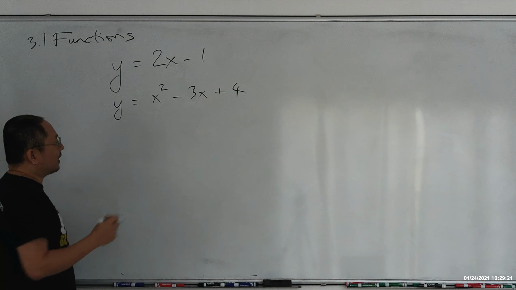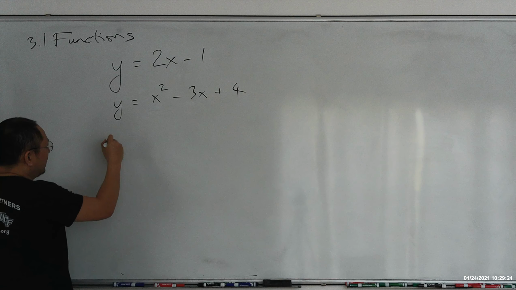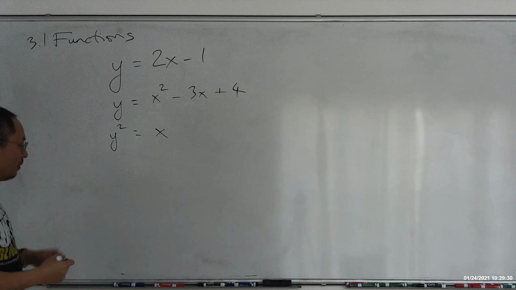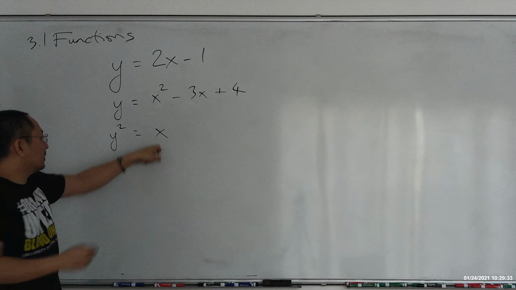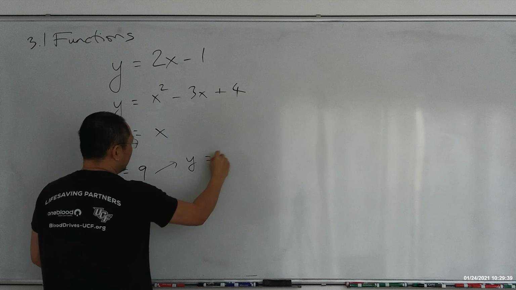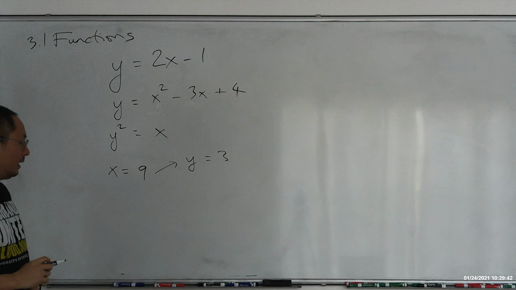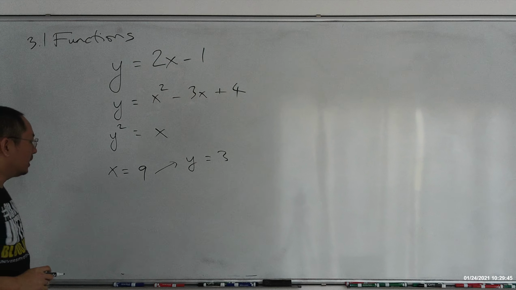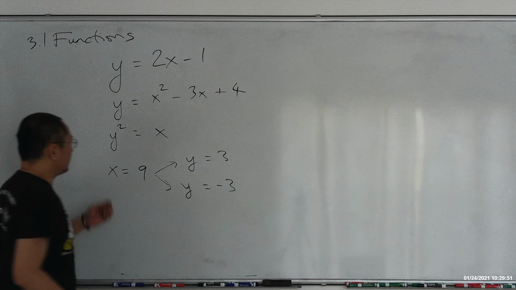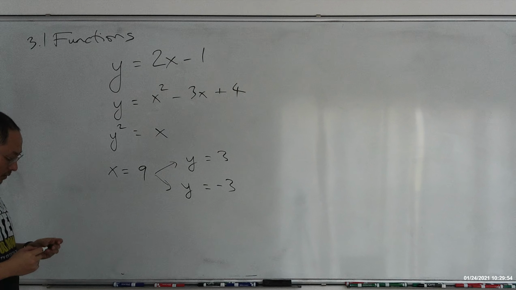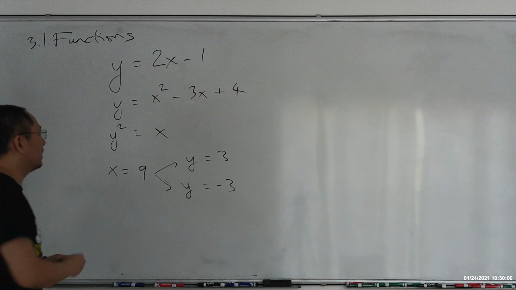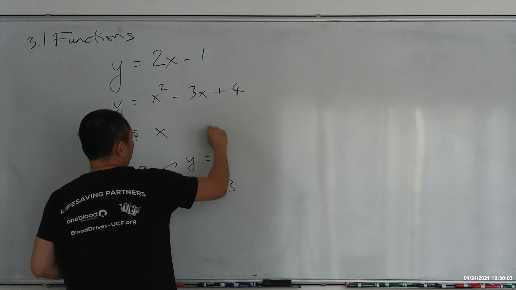Okay? So something that's not a function. Let me give you a counterexample. Say y squared equals x. Again, x is the input and y is the output. Okay? When I plug in, say, x equals 9, what do I get for y? I can have y equals 3, because 3 squared is equal to 9. But be careful, because in here, 3 may not be the only output. I can have y equals negative 3. You guys see why? Because negative 3 squared is equal to 9. So for x equals 9, you plug in, you get two different outputs, and this is not a function.